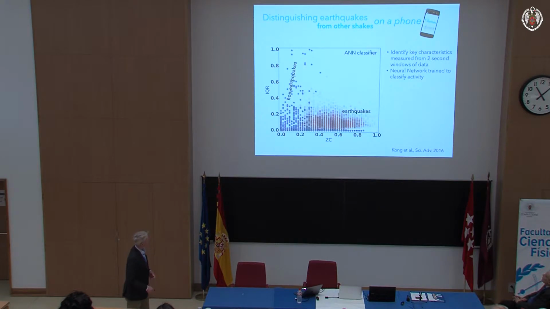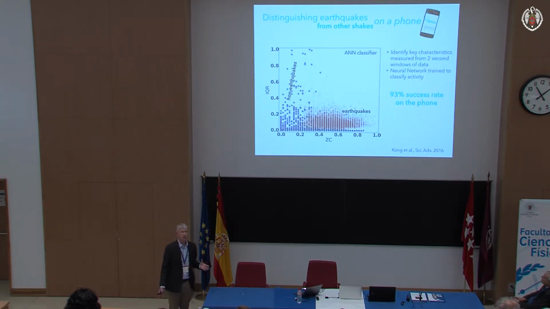The way we did this, we had an earthquake data set, and then we had students carrying smartphones around for days on end, just recording their motion constantly all day for many days to create this non-earthquake data set. And then we developed this classifier analysis that separates earthquakes from non-earthquakes on the phone. This is using 2-second windows of data, and we use 3 characteristics. And when we apply that neural network-based approach, we have a 93% success rate, which is really quite remarkable.